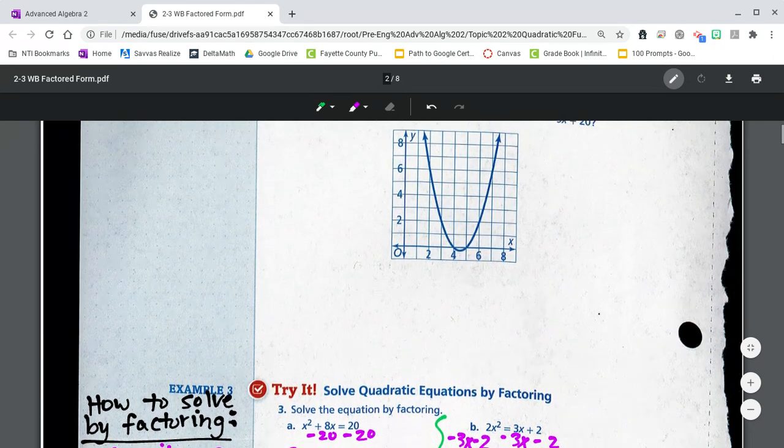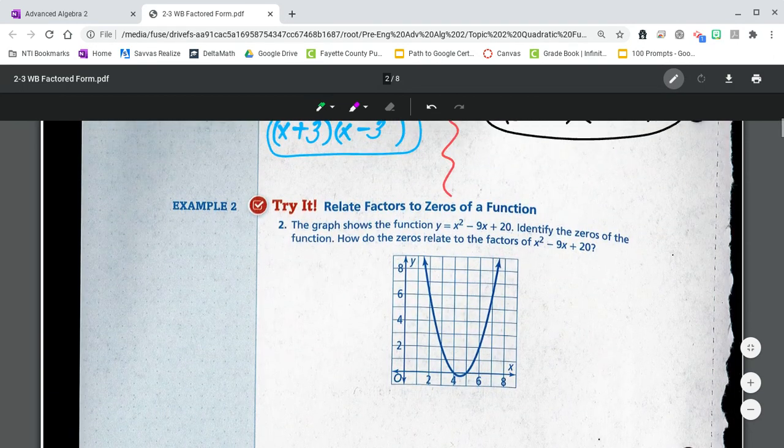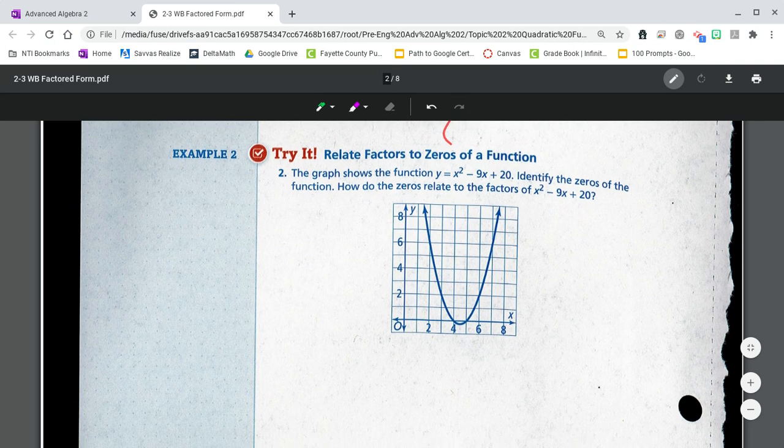Okay, now let's talk about how the factored form is going to help me actually see things in the formula. So here's the graph. Example 2, relate the factors to zeros of a function. So the graph shows the function y equals x squared minus 9x minus 20. We have to identify the zeros of the function, and then how do the zeros relate to the factor? Okay, so if you're like, wait, what are zeros? Let's define those real quick.